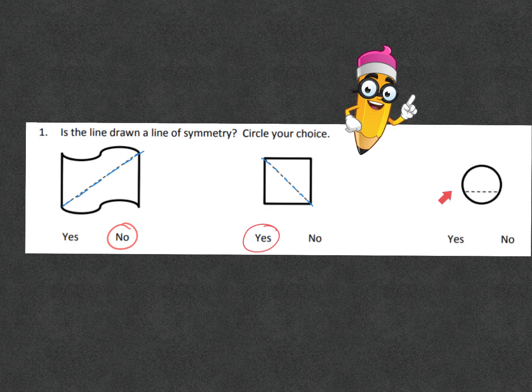Our third shape is a circle. Here you can see the line of symmetry. If we were to fold this circle along this line of symmetry, would we create two congruent shapes? No, we would not create two congruent shapes. Here you can see that the line of symmetry would create a much smaller shape at the bottom than it would at the top of the circle.